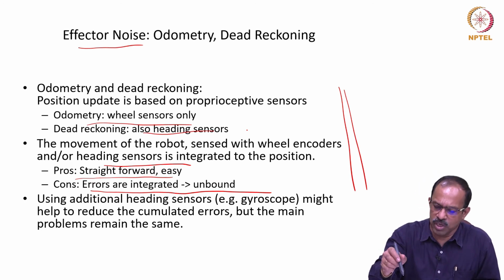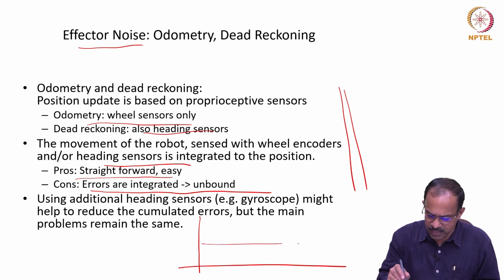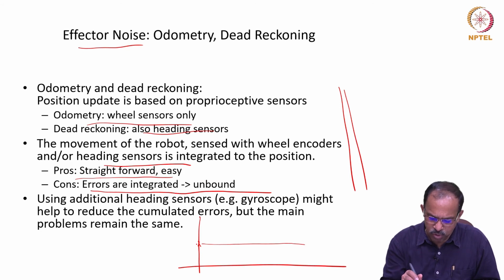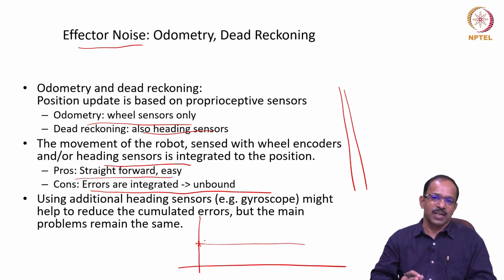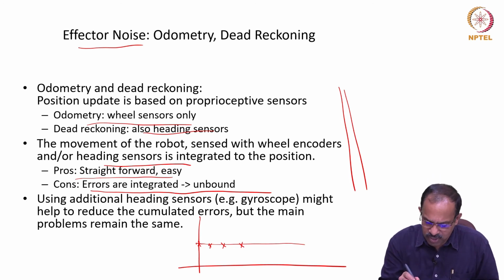So, suppose the robot is moving in an environment like this, and we assume that the robot is moving straight, both the encoders are giving the same reading, but the encoder itself has some kind of error. So, though we calculate the position based on this, at every instant, we will see that the actual position is calculated here, but the robot may be going like this.